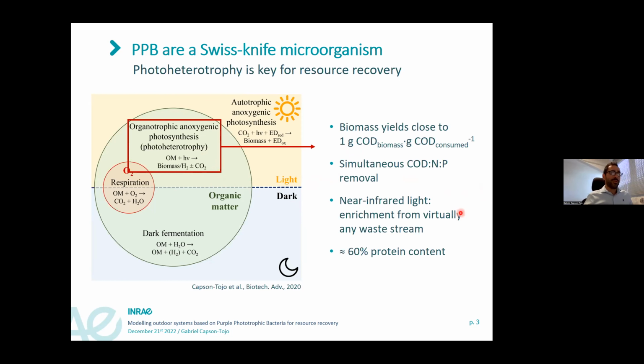They provide simultaneous COD, nitrogen and phosphorus removal, just like algae. It's an assimilative process, so it's biomass growth, which leads to removal. As opposed to algae, they also use near-infrared light mostly for growth, and that's a feature that is almost exclusive to them, which means that you can enrich them from virtually any waste stream. And they have around 60% protein content, which means that you can eventually use them as a single-cell protein source.